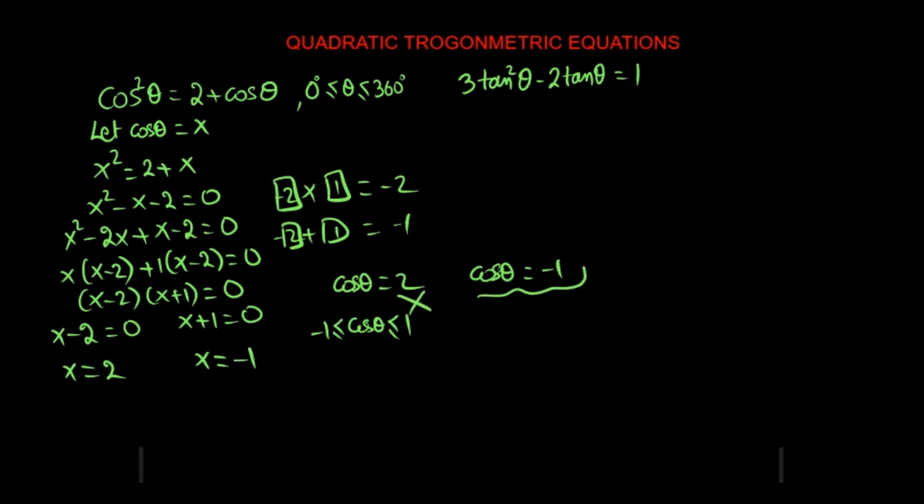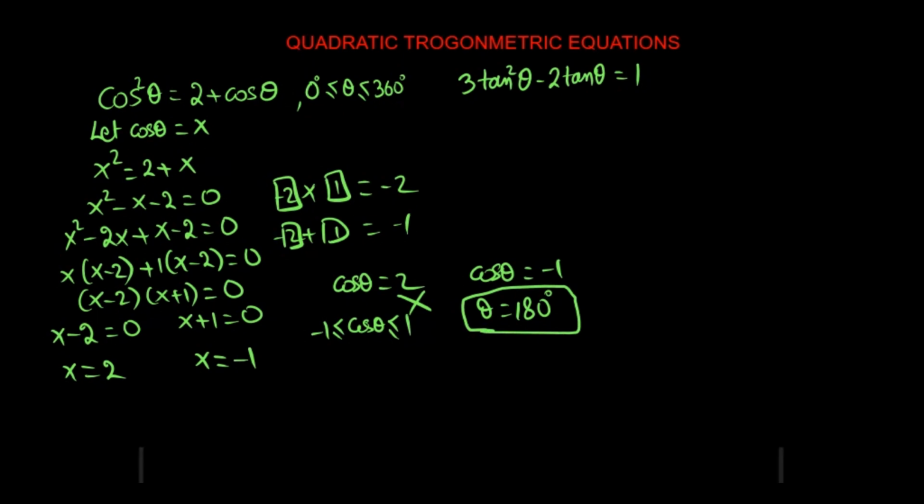The second one, cos theta equals minus 1. Notice theta has to be between 0 degrees and 360 degrees. Between 0 and 360 degrees, cos theta is minus 1 at this point, 180 degrees. So theta is 180 degrees. There can be other solutions beyond 360, but we are only interested in theta between 0 and 360. So this is your only solution. And there you have it. You have solved the quadratic trigonometric equation.